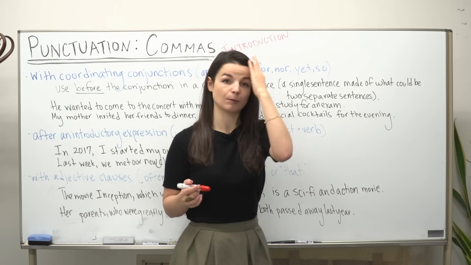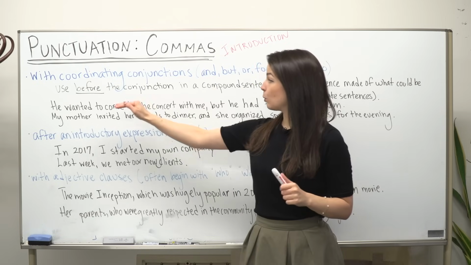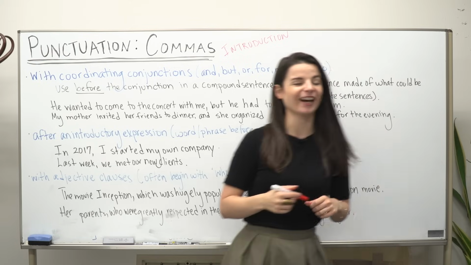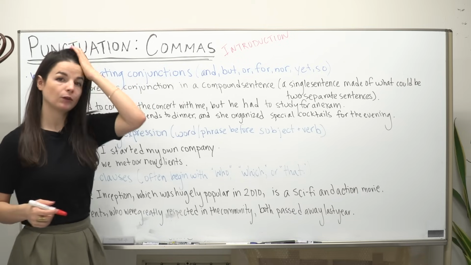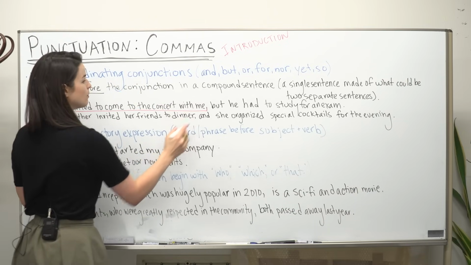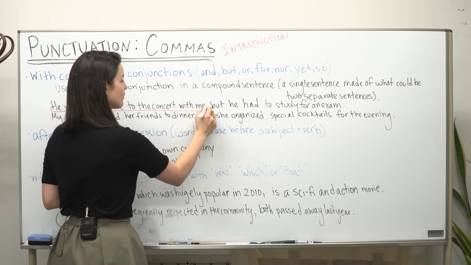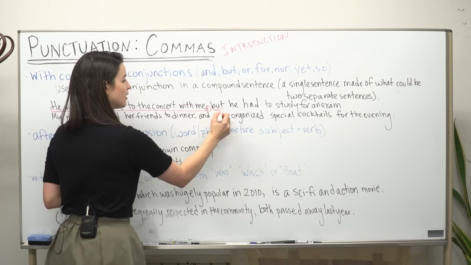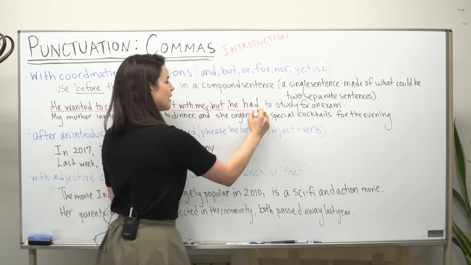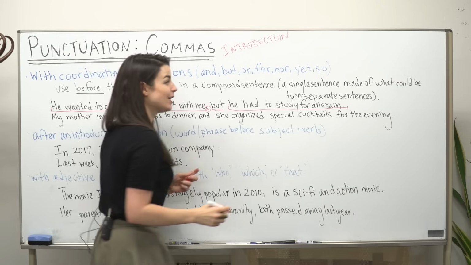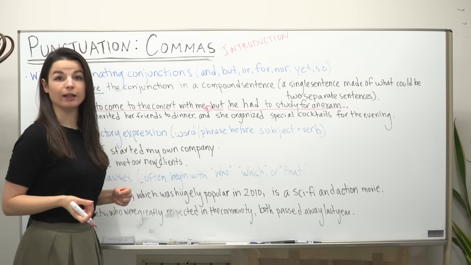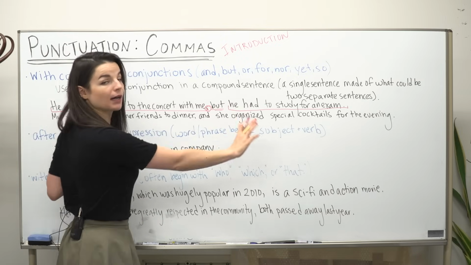So let's look at a couple examples of this. First, he wanted to come to the concert with me, comma, but he had to study for an exam. So here I have 2 complete sentences. He wanted to come to the concert with me is a complete sentence, and I have a comma here. My coordinating conjunction is but in this case. And again, at the end of the sentence, I have another complete idea. He had to study for an exam. Here, I've used my comma before the coordinating conjunction because this is a compound sentence.